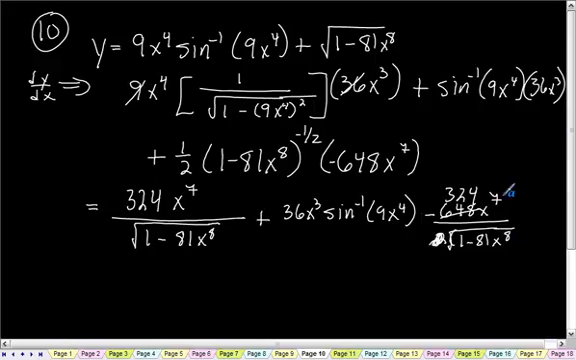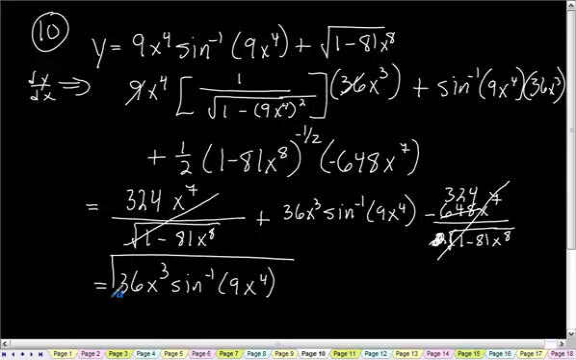What happens is this is out and this is out. Isn't that a hoot? So we're left with 36x cubed inverse sine of 9x to the 4th. That, my friends, is the final math. I'm terrible at math.